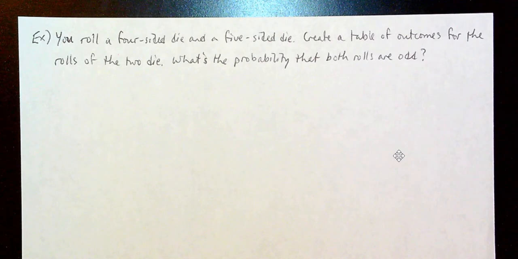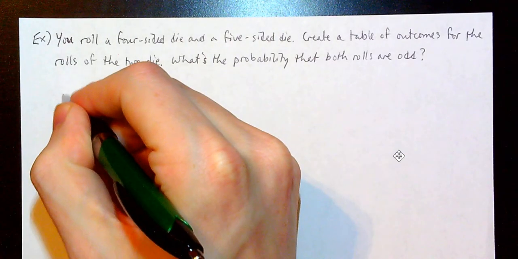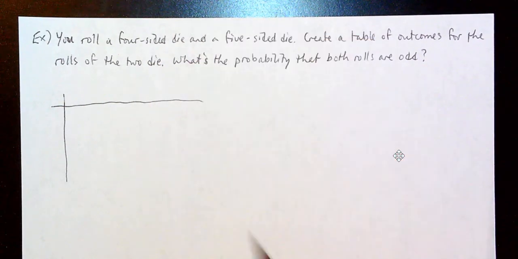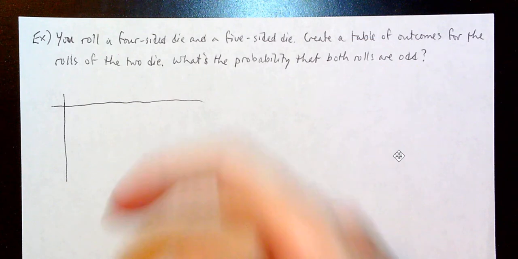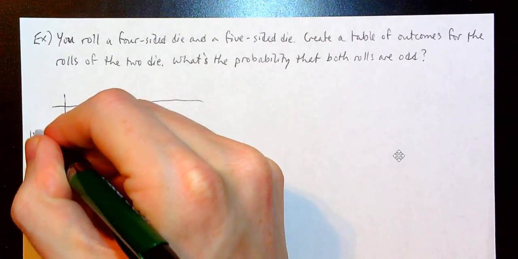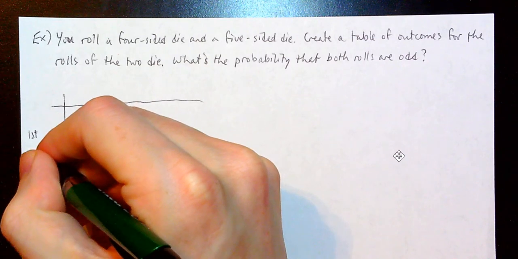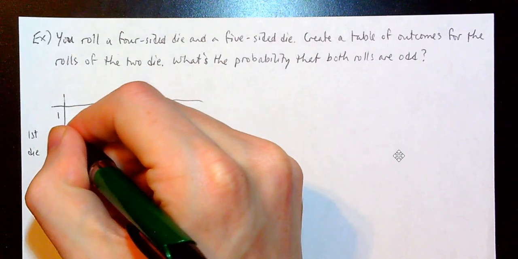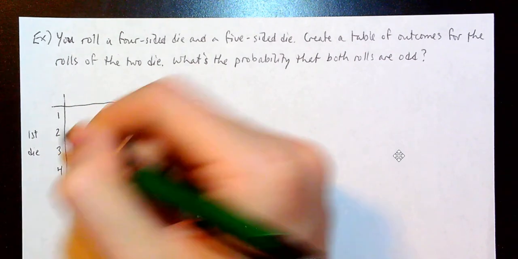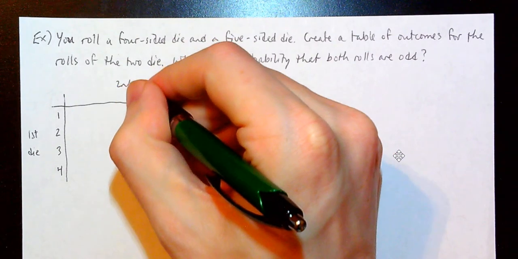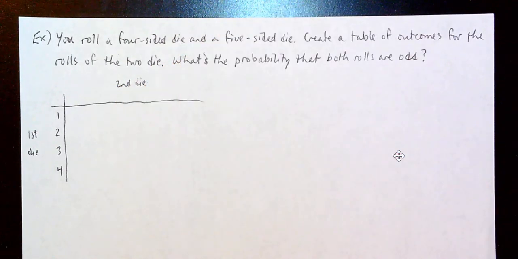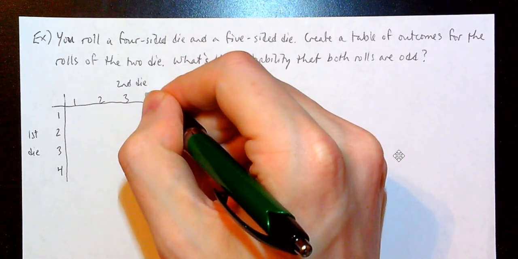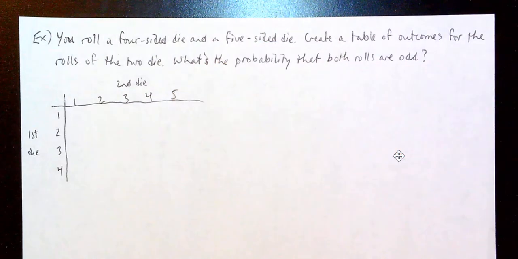So let's make a table or chart here. I'm going to put the roll of the first die over here. The first die is the 4-sided die, so I'm going to write those possibilities: 1, 2, 3, 4. And then we have the second die, the 5-sided die: 1, 2, 3, 4, 5.